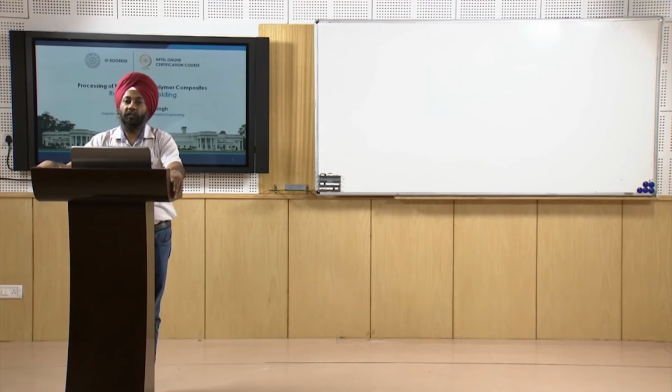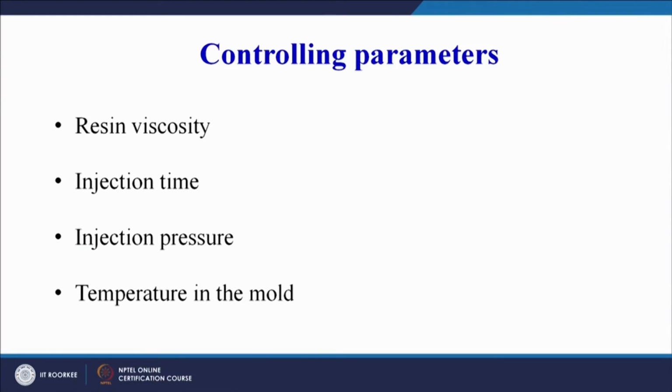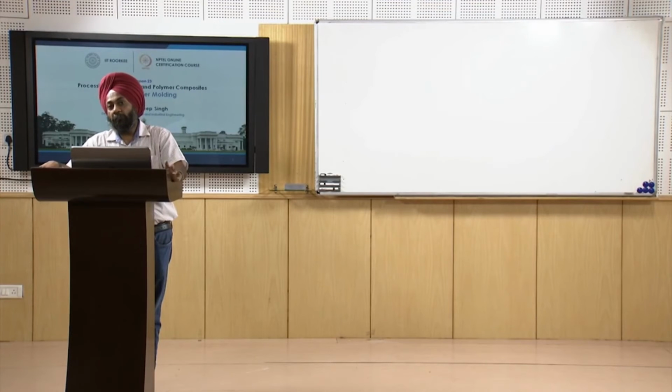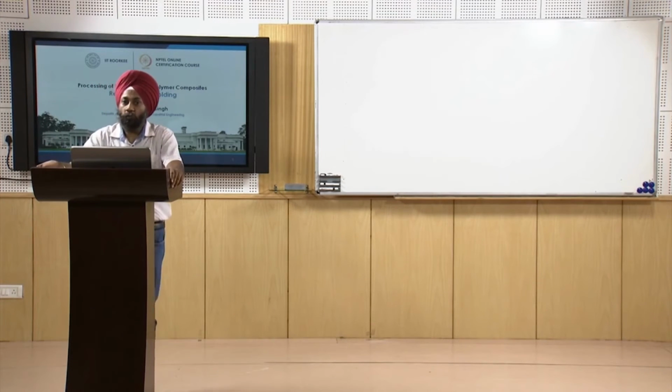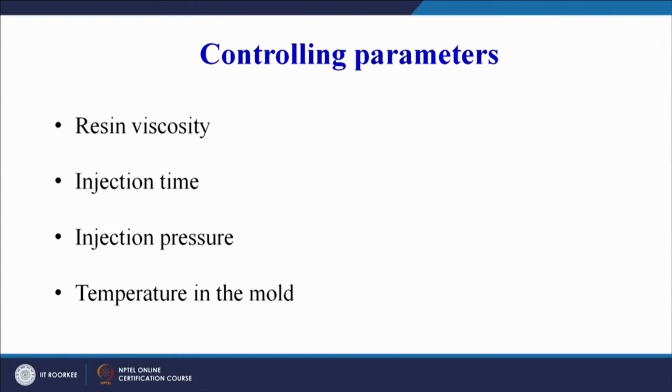Now what are the important controlling parameters in order to get a good quality product? First one is the resin viscosity. We have to ensure that when the resin enters into the mold cavity, it is able to impregnate the fibrous preform properly. If the resin is not able to impregnate the preform properly, we will get a defective product, and that will lead to low productivity of the organization. And therefore the control of the resin viscosity is very, very important.